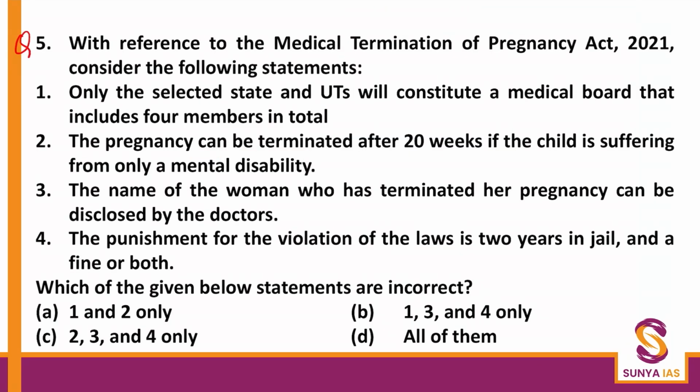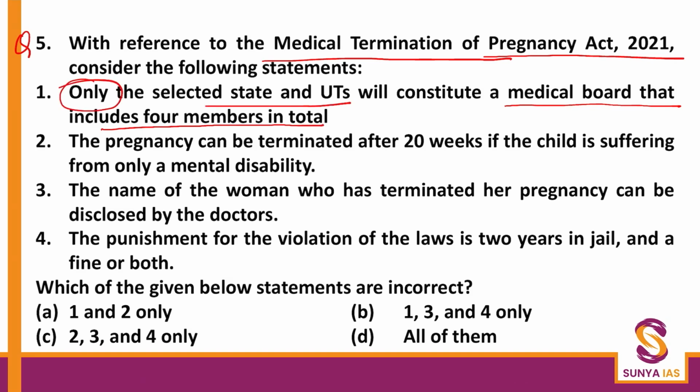Question number 5. With reference to the Medical Termination of Pregnancy Act, MTP Act 2021, consider the following statements. Only the selected states and UTs will constitute a medical board that includes 4 members in total. Class, no. It is not the case, we know. Not only the selected states and UTs will be there. Every state government or union territory, as the case may be, notified by the official gazette, constitutes a board, and it will have 4 members. This part is true: a gynecologist, a pediatrician, a radiologist or a sonologist, or any other member specified by the gazette will be included in the 4-member board, but not only the selected states. So statement 1 is wrong.